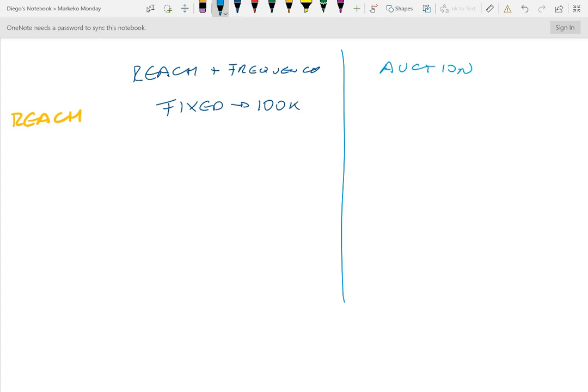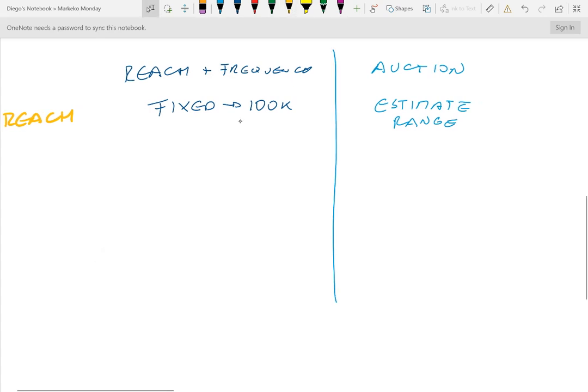With auction, what they're going to say is this is the estimate. So yes, your audience is 100,000 people, but we're estimating that we're reaching XYZ people. So it's not going to be 100,000, but they're going to give you a range, and this will depend on the performance of your ad.